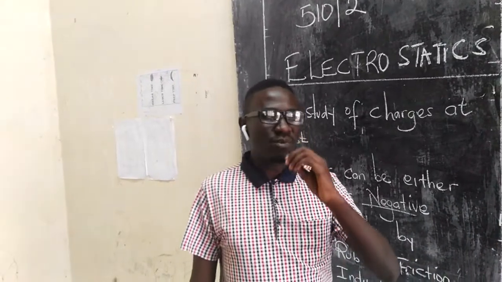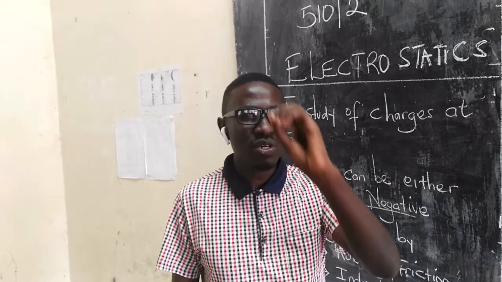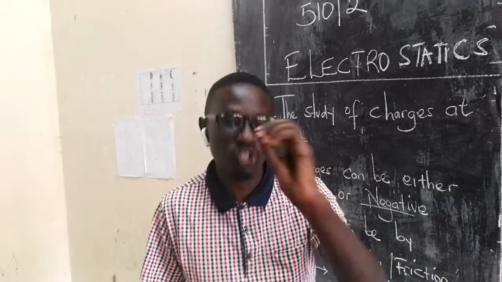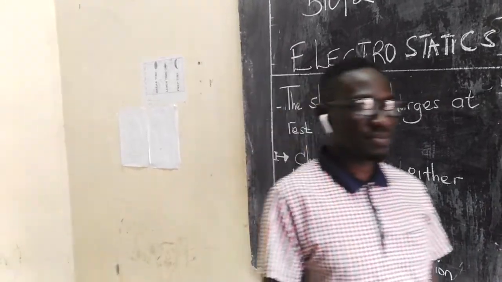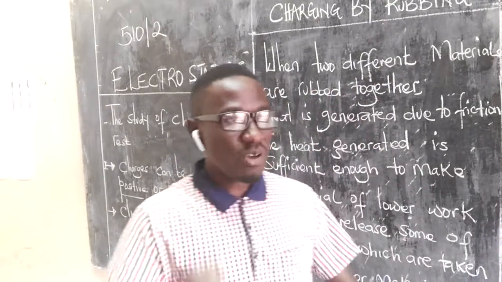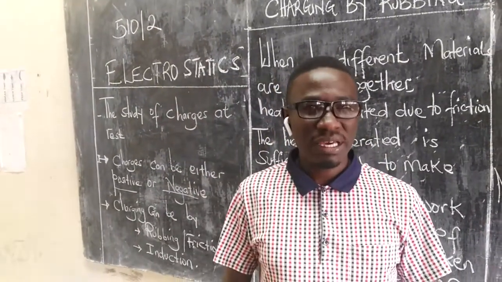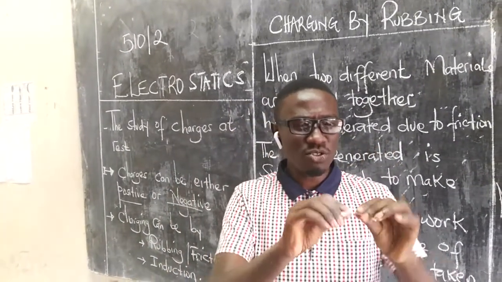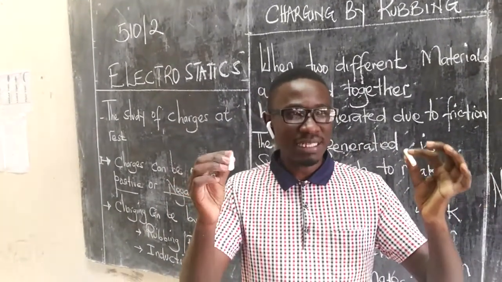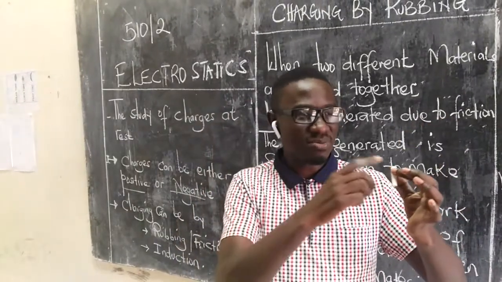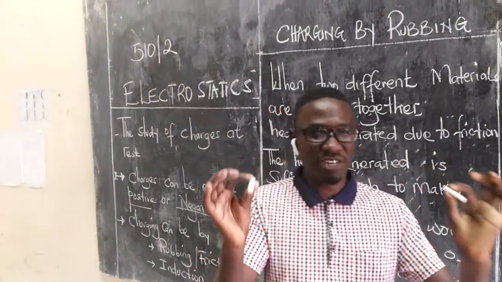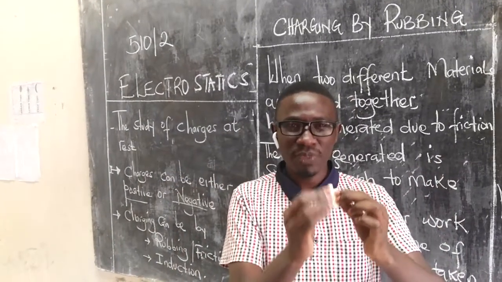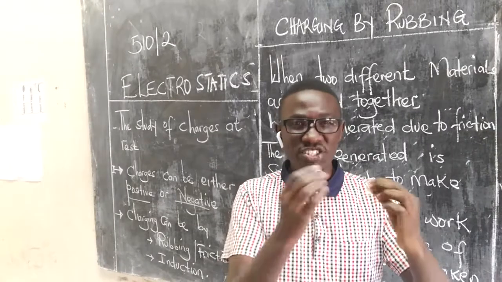So guys, I'm going to take you through how we can charge a body by a process called friction. When you talk about charging by rubbing, imagine you have two bodies. I'm just going to break down these two pieces of chalk. If you have two bodies, this is body A, body B, and they are different. Maybe they're made up of different materials. And I rub them together for some time, heat is generated.